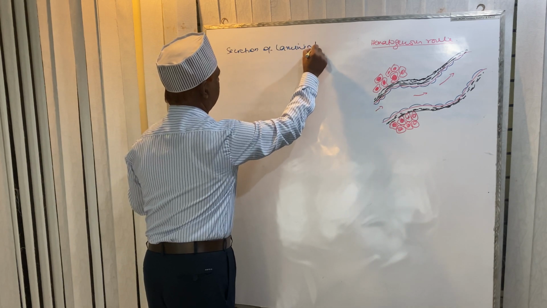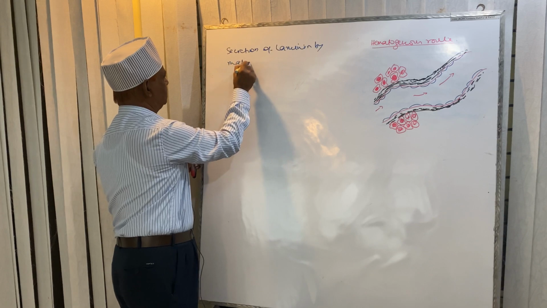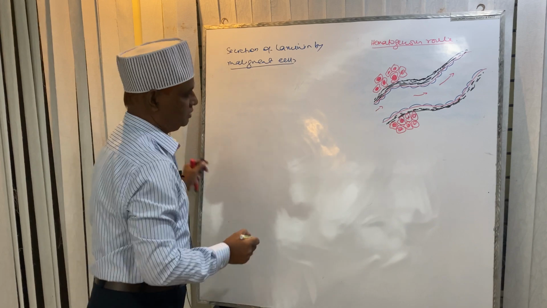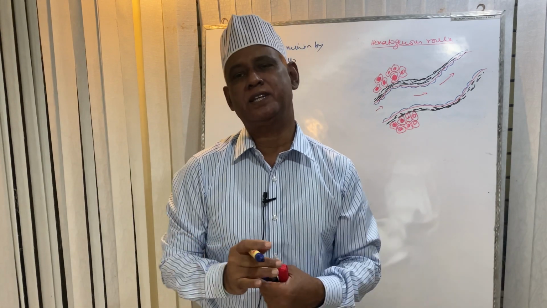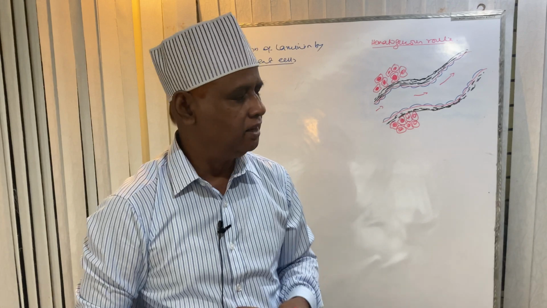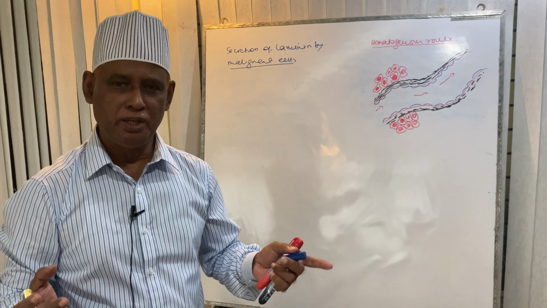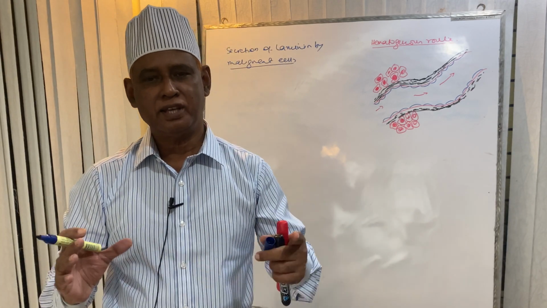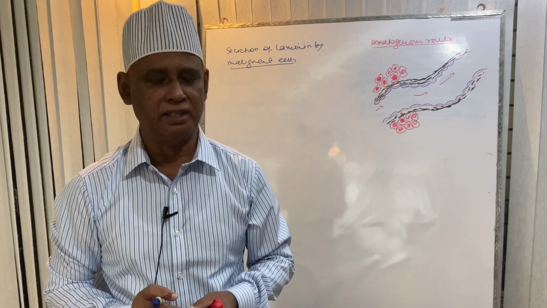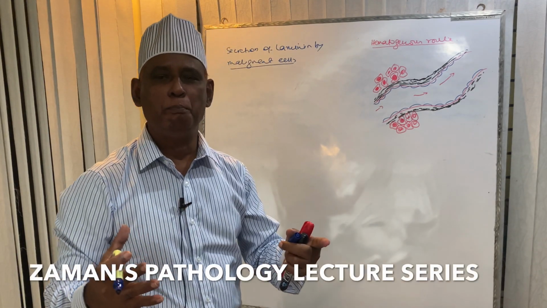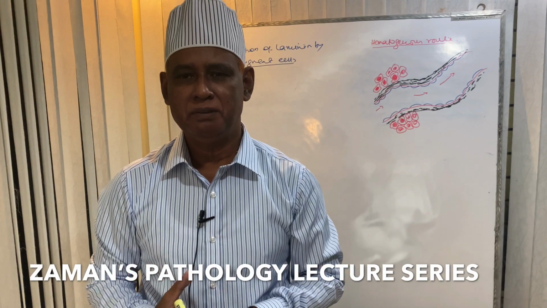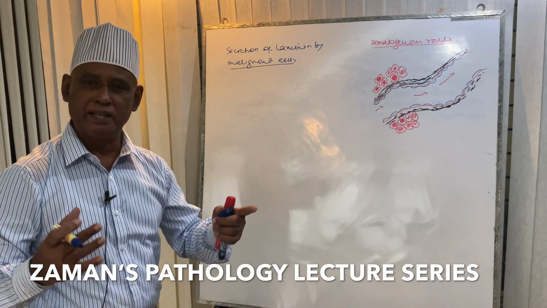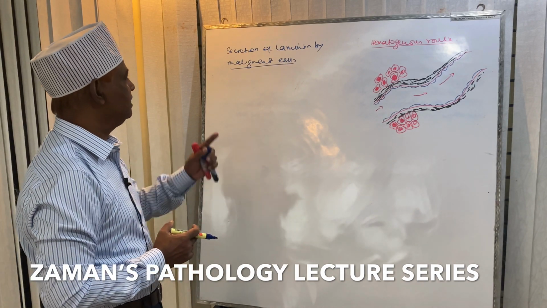Secretion of laminin by malignant cells. Before going to discuss the secretion by malignant cells, we can recapitulate tumor heterogeneity. We know all cells cannot metastasize. Some cells of a cancer can metastasize. That is, a clone of malignant cells of a cancer can metastasize. So, the clone of malignant cells of a cancer that can metastasize secrete laminin.